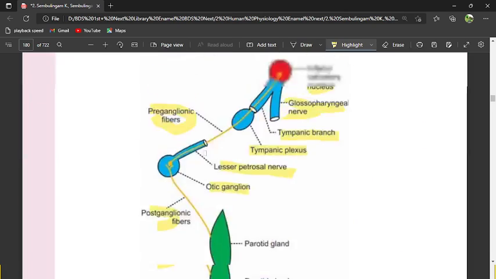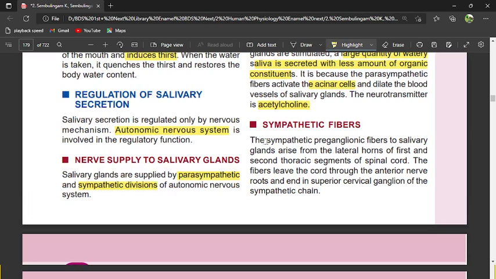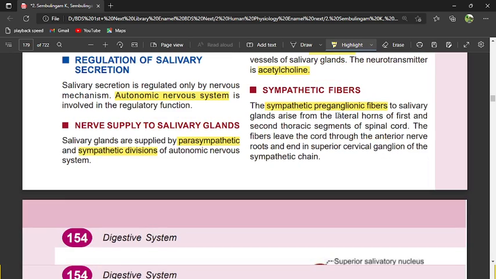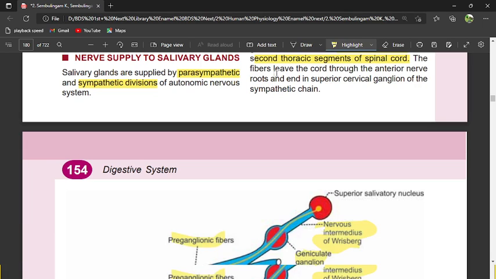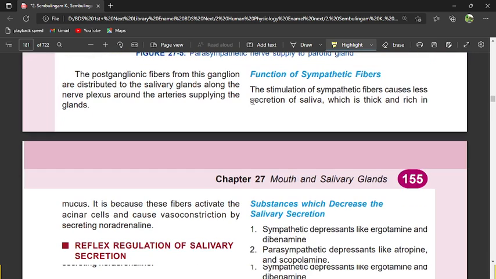Let's see what we will do after this. We will read about sympathetic fibers. Sympathetic preganglionic fibers of the salivary arise from the lateral horns of the first or second thoracic segment of the spinal cord. You must have heard, we had already discussed this before, the second thoracic segment of the spinal cord, right? These fibers leave the cord through the anterior nerve root and end in the superior cervical ganglion or sympathetic chain. Right, the postganglionic fibers from the ganglion are distributed to the salivary glands along the nerve plexus around the arteries of this gland.